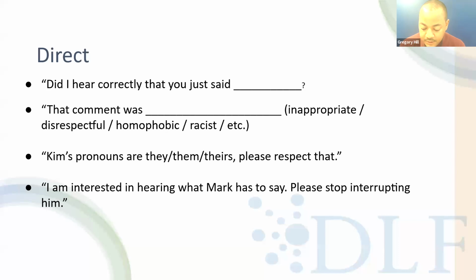For example, did I hear correctly that you just said X? This will also allow time for distraction and diffusion of activity that could otherwise escalate. Some things that you could say in a direct intervention include, that comment was inappropriate, disrespectful, homophobic, racist, etc. Also, you could say, I am uncomfortable with that comment. Or, Joe's pronouns are they, them, theirs. Please respect that. And also, I am interested in hearing what Mary has to say.